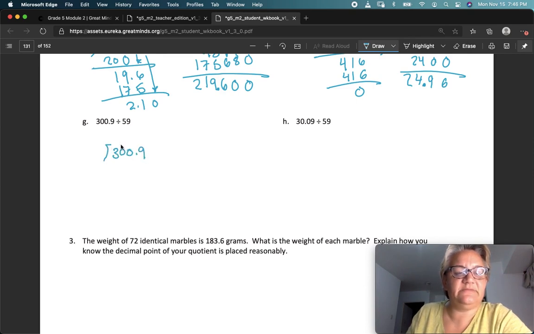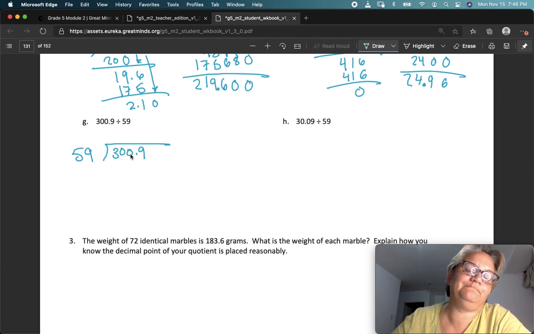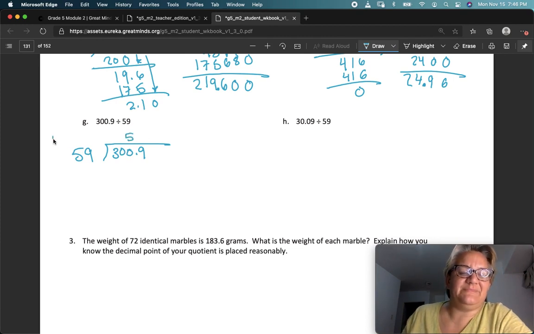309 tenths divided by 59. So 59 is going to go into 300. Let's pretend it's 60, right? 60 would go into 36 six times, but 30 five times. So let's try that 5 times, right? Because in my head, I imagine that was 60. So 5 times 9 is 45, carry the 4. 5 times 5 is 25, plus 4 is 29.